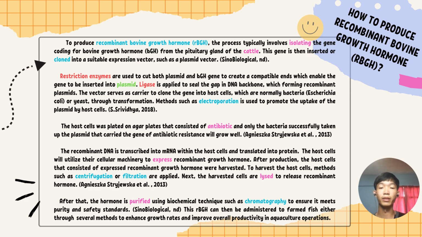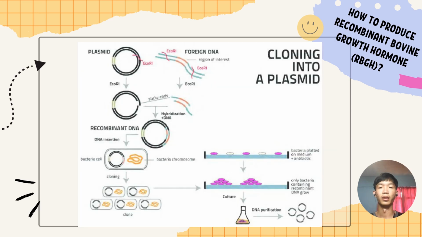This recombinant bovine growth hormone can then be administered to farm fish through several methods to enhance growth rates and improve overall productivity in aquaculture operations. This is a simple figure that shows the process of producing recombinant growth hormone.